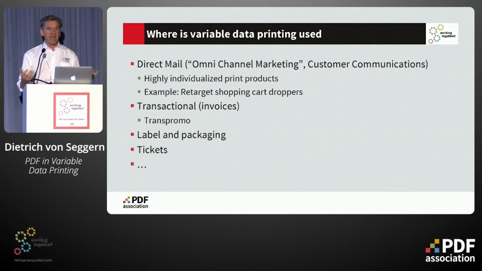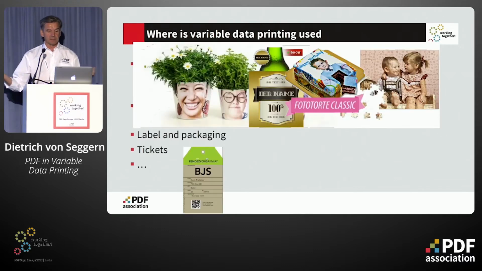And then there is label and packaging, things that are really evolving these days. Amongst our customers, it's the fast-growing area. And tickets. And here are a few more examples for labels, something like this. You have a label in the middle here at least, or tickets. So obviously things that need to be individual.